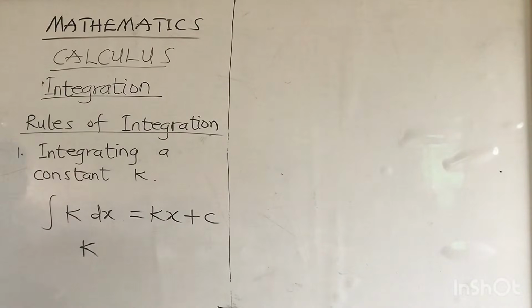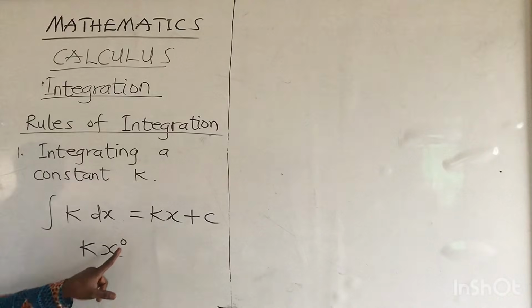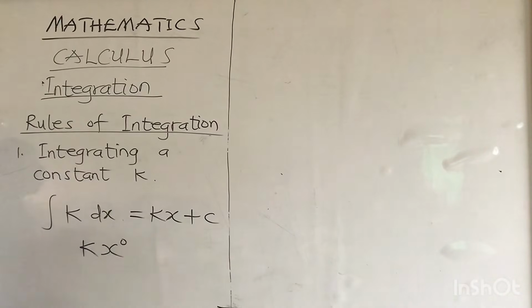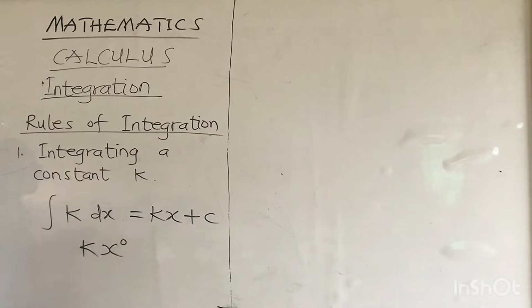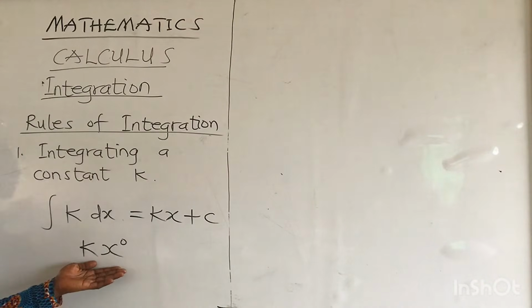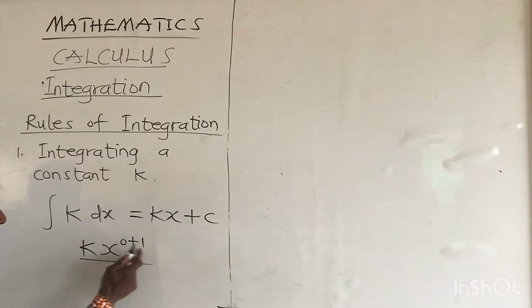But we also know that k, we can add x exponent 0 to it, because any non-zero digit exponent 0 is 1. So from here, x power 0 is 1. Now when we have this from integration, we all know that we can add 1 to the exponent all over the same thing here, which is 0 plus 1.